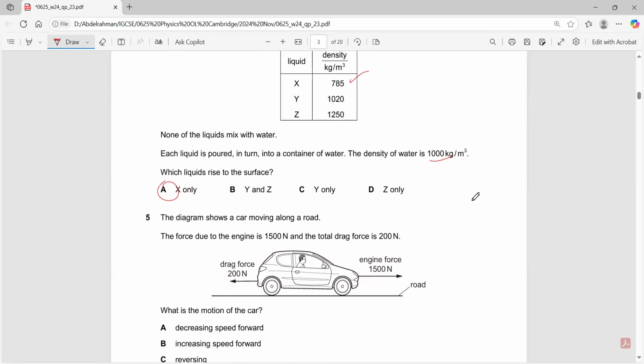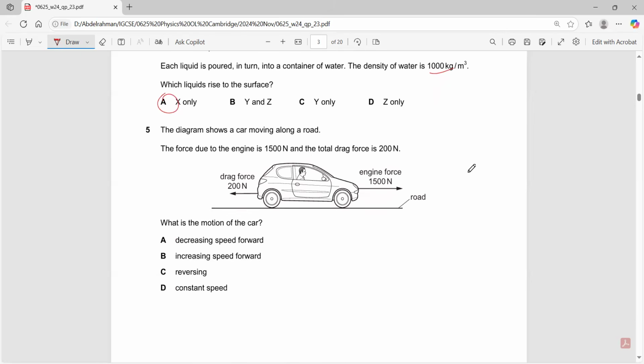Diagram shows a car moving along a road. The force due to the engine is 1500 newtons. Total drag force is 200 newtons. What is the motion of the car? If the driving force is greater than the resisting force, then the car is accelerating, or you can say that the speed is increasing.